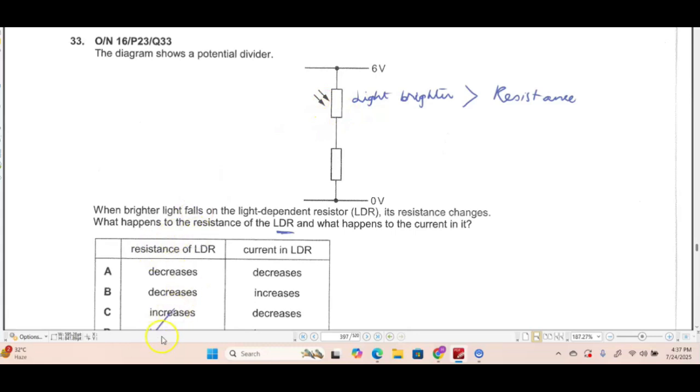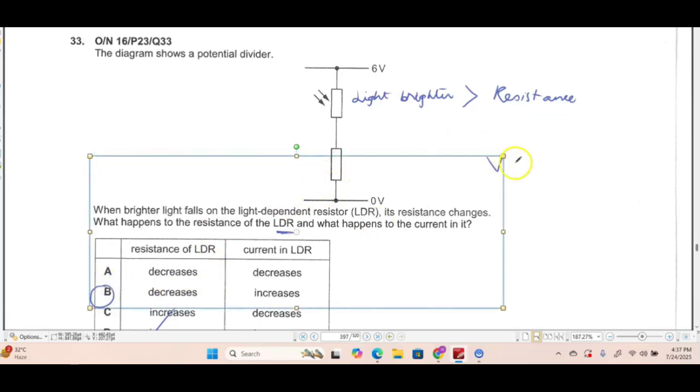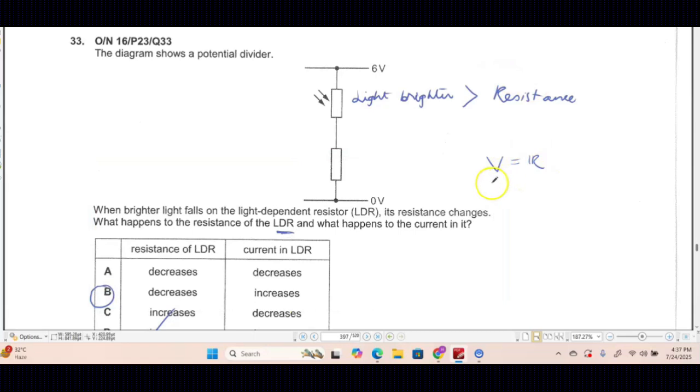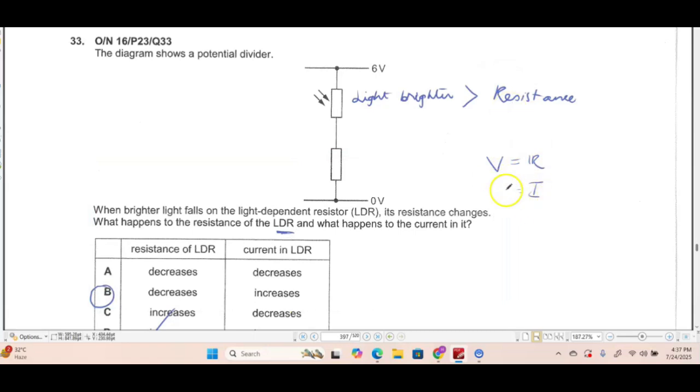Okay. All other options eliminated. And the other thing is what happens to the current when the resistance has decreased. So the current is going to increase. Okay. I just showed you that V is equal to IR and I is equal to V over R. So I and R are inversely proportional to each other. So when the resistance is decreased, the current has to increase. Okay. So B is going to be our correct option.